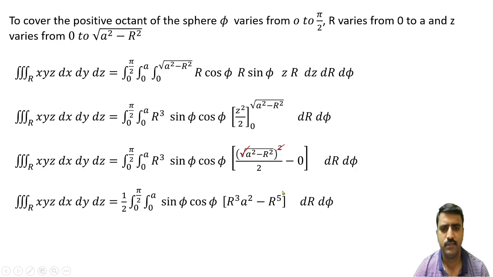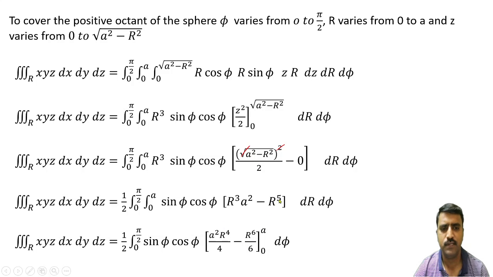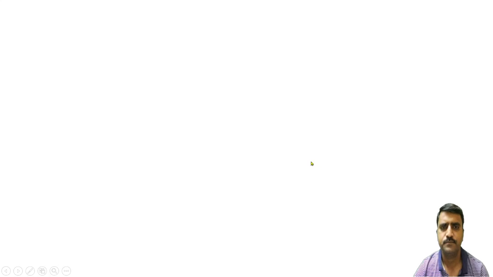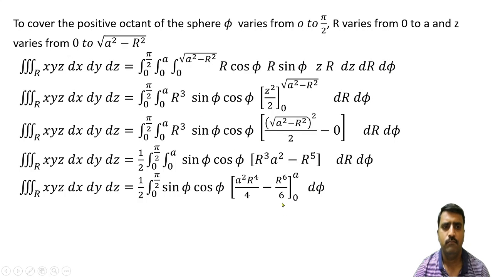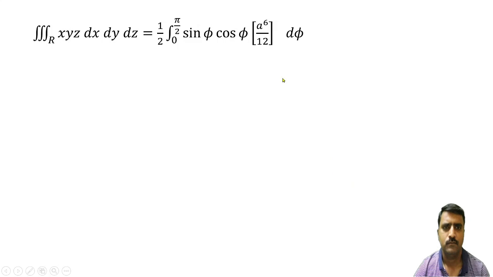Next integration is with respect to r. Integrating, the integration of r cube is r to the power 4 by 4 minus integration of r to the 5 is r to the 6 by 6 with the limit 0 to a. So you apply the limits, and it gives a to the power 6 by 12 into d phi, and the lower limit is 0. Keep this a to the 6 by 12 outside the integration. Next integration is with respect to phi.